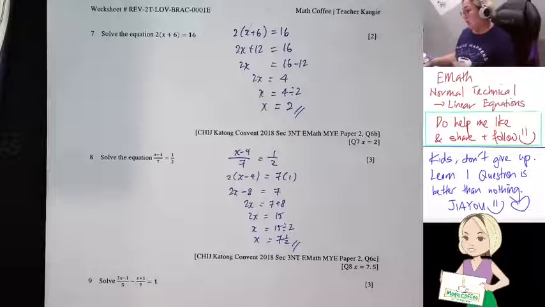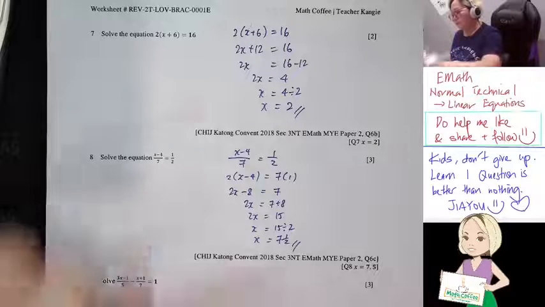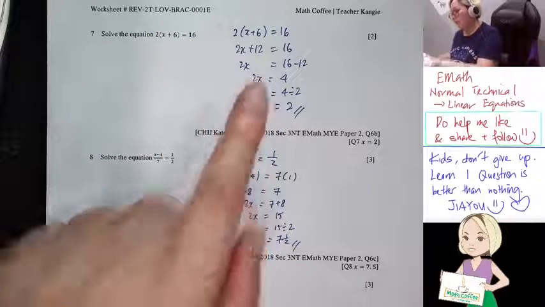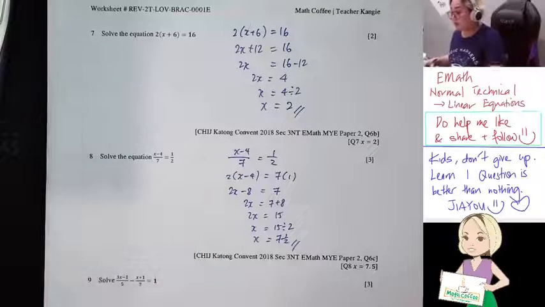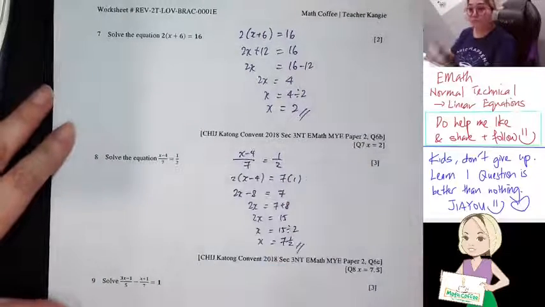BODMAS doesn't apply for linear equations. BODMAS stands for bracket, division, multiplication, addition, subtraction. But for linear equations, we solve the bracket first, which is the rainbow, correct? Then after that, we settle the plus minus. But your A and S is at the back. So BODMAS is not applicable for linear equations.